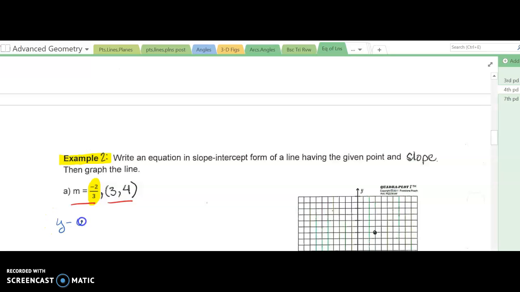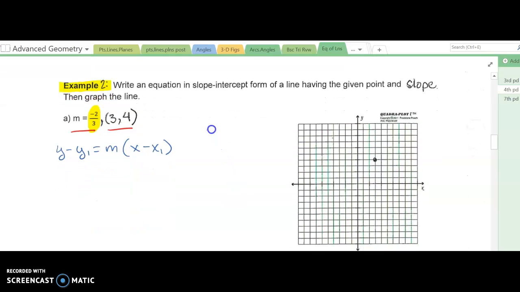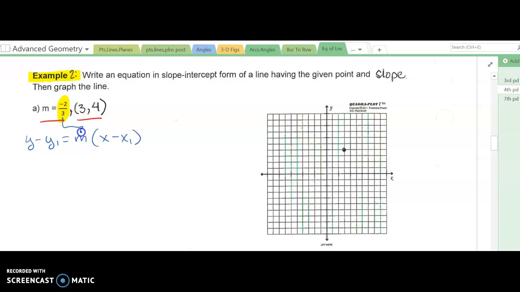Point-slope form is y minus y1 equals m times x minus x1. Okay, and then you might remember from Algebra 1 that m goes there, that's your slope, and that the 3 and the 4 are your x1, y1. So when we plug those in, y minus 4 equals negative 2/3 times x minus 3. We are now going to solve for y to get this in slope-intercept form. We want our answer to be in y equals mx plus b format. So we're going to distribute, we're going to solve for y.